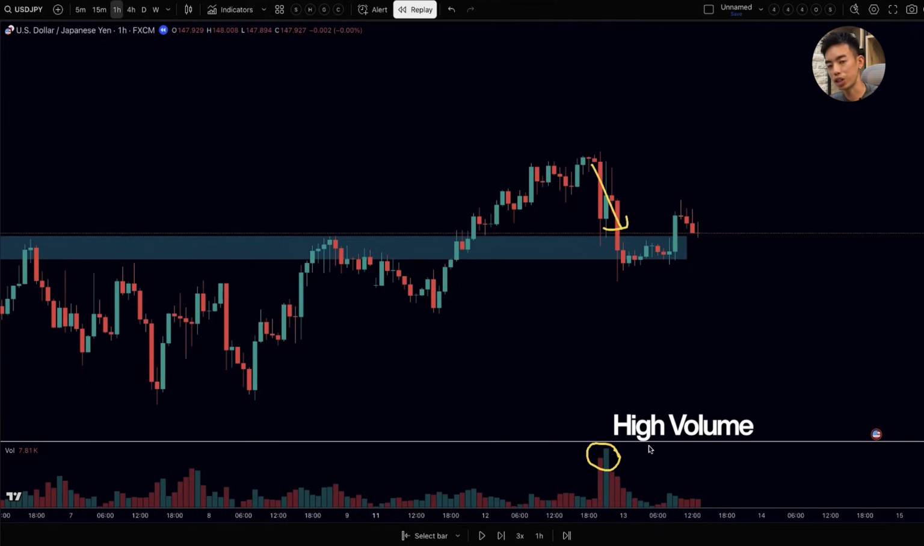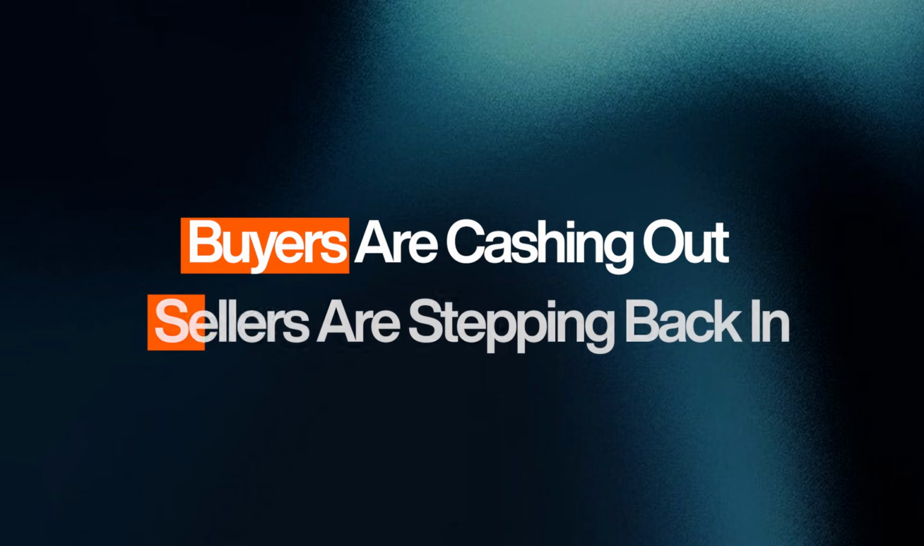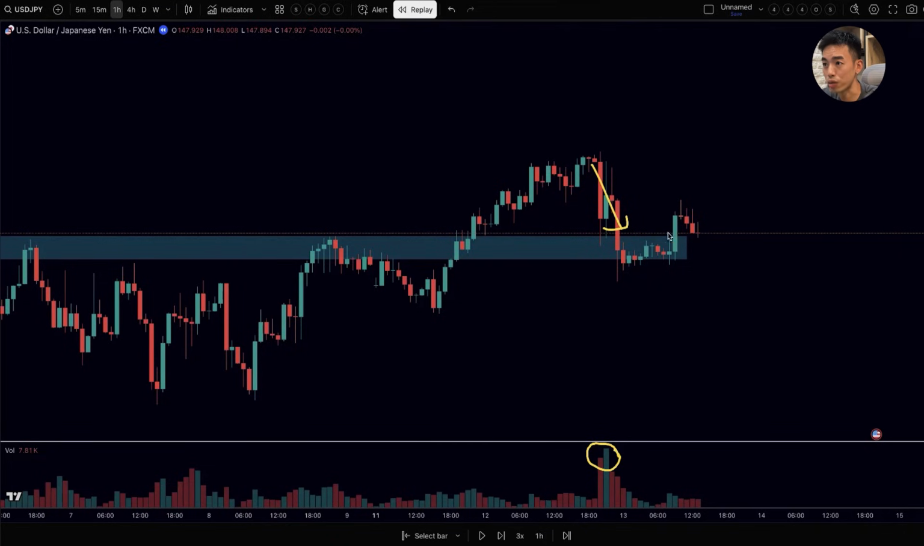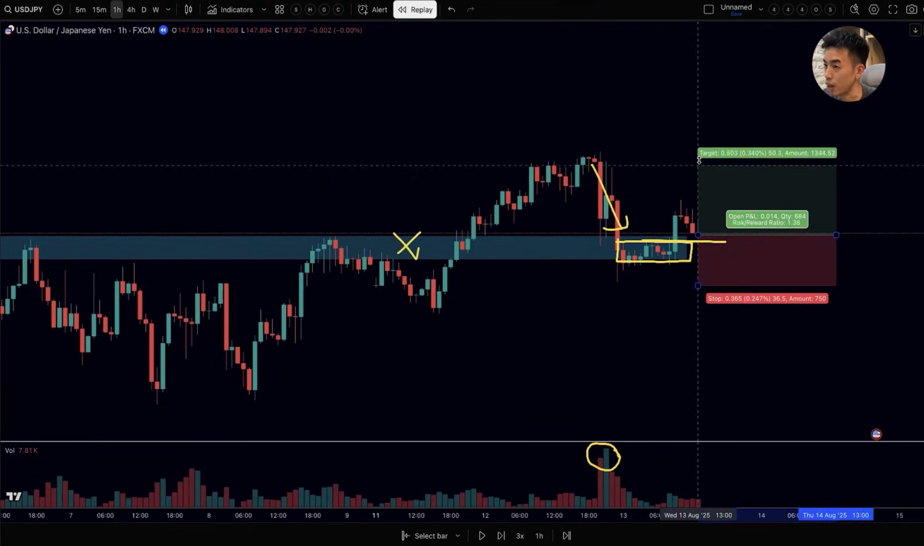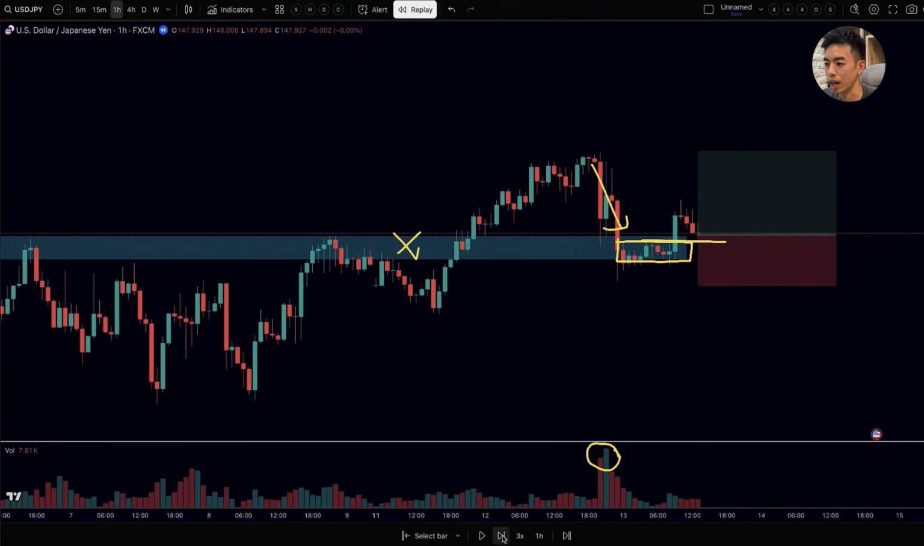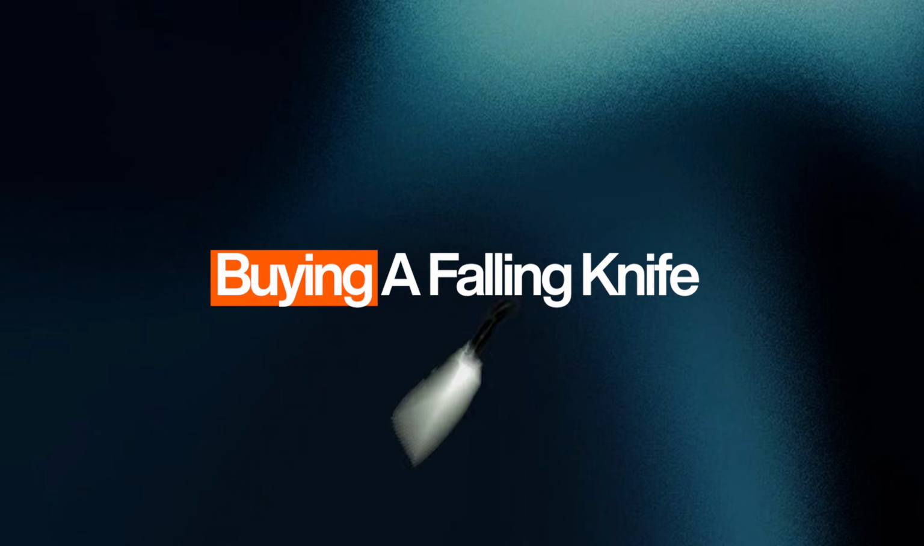And like what I was saying earlier, this could be a sign that buyers are cashing out, sellers are stepping back in. And this looks like a perfect spot for a buy, because there is a clear SNR, we have breached out of this small little zone right here. If we were to look for a buy like so, taking it up to the recent high, this again would be a mistake. Buying something like this would be the definition of buying a falling knife.